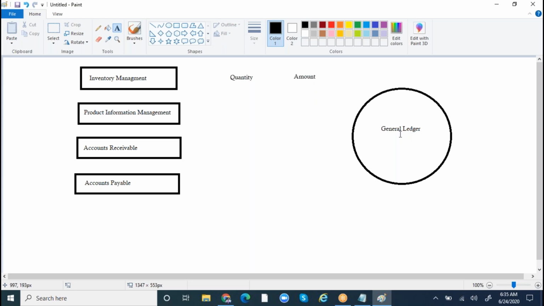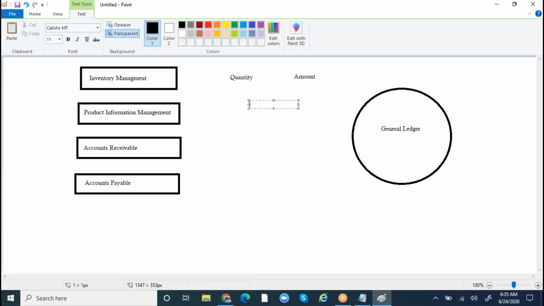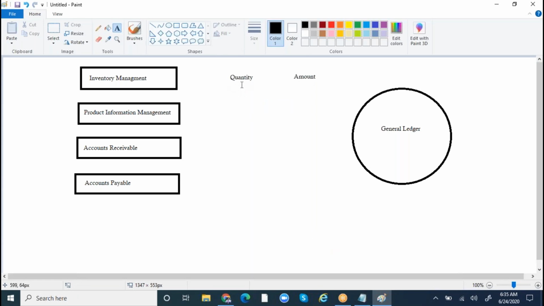But it is not showing in GL, so there must be some account. Some sub-ledger is showing there, right? Sunil, it is quantity multiplied with amount that will be affected in the GL. Quantity you can see in inventory management only, that is specific to the item.